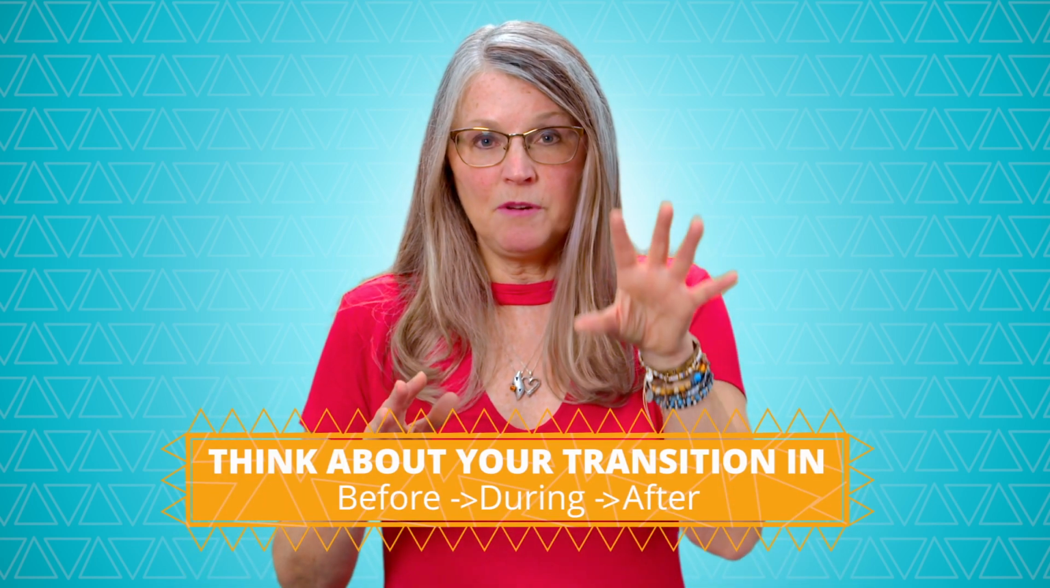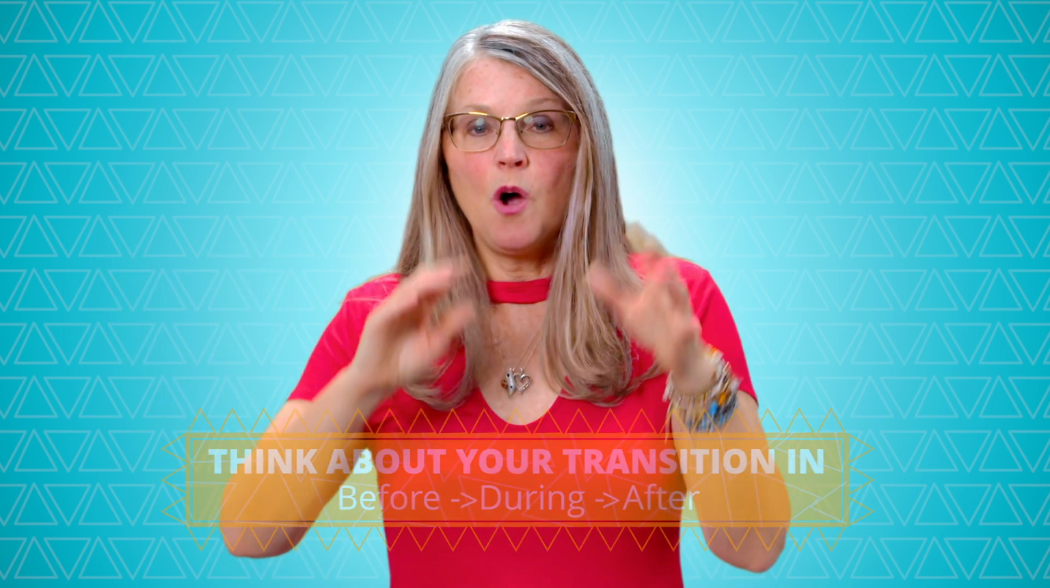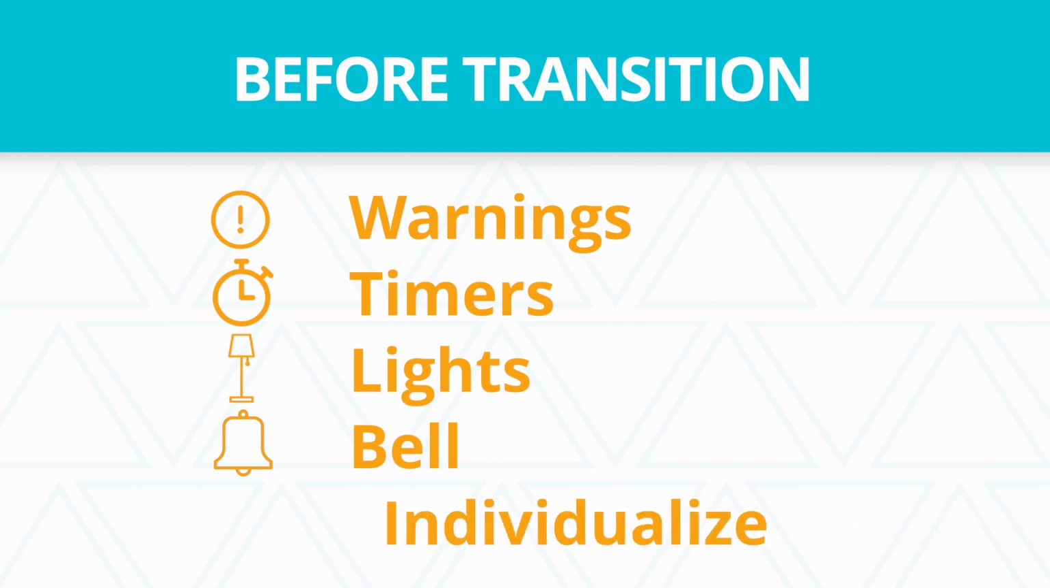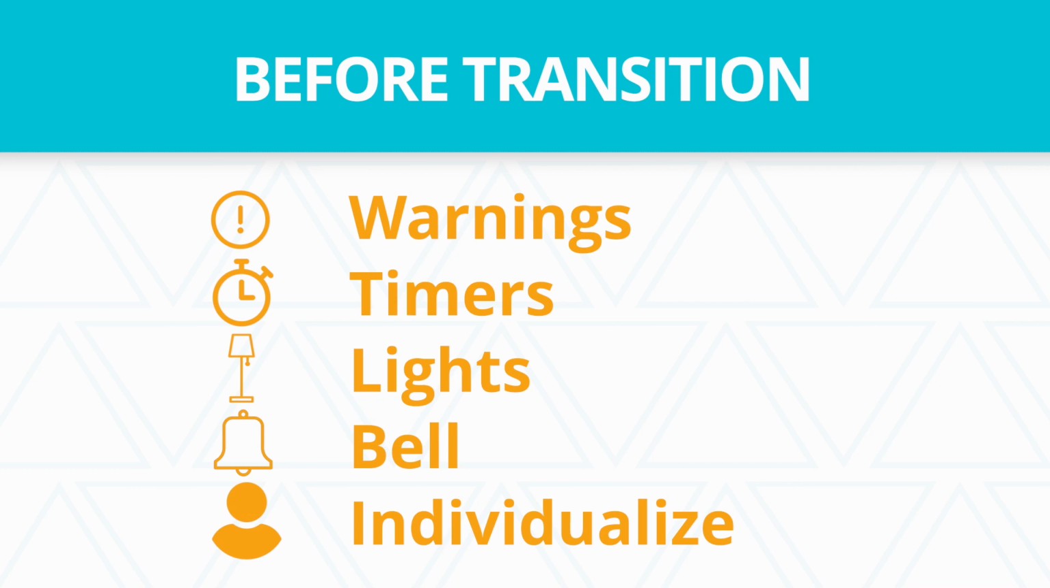Another layer that I encourage people to do there is think about your transition in a before, a during, and an after. What are the things you can do before to help children prepare for that transition? And I mentioned some of them: warnings, timers, lights, bells. Those things all kind of help children. The other thing you can do is think about who's going to have trouble with this transition. If I know Johnny's going to have trouble with this transition, I want to make sure that one of the teachers is closer to him. So when I turn off the lights and I ring the bell and I say, put your hands on your head, I can have somebody there to help support Johnny with putting his hands on his head. These are some things we can do before.